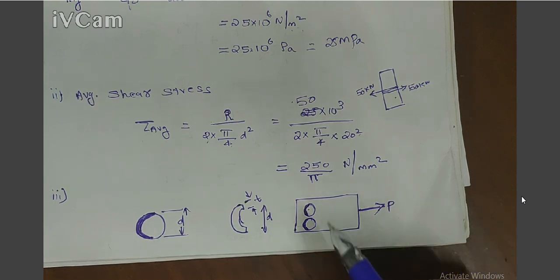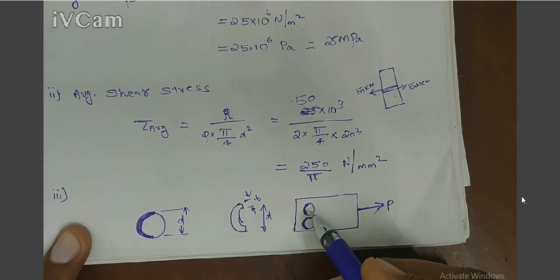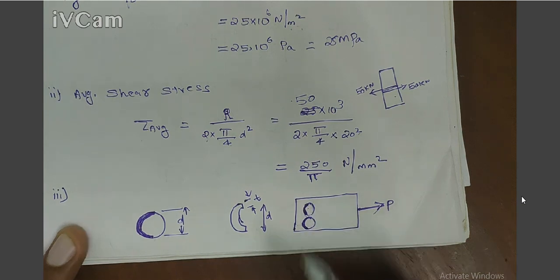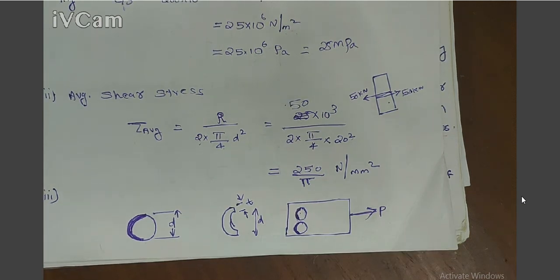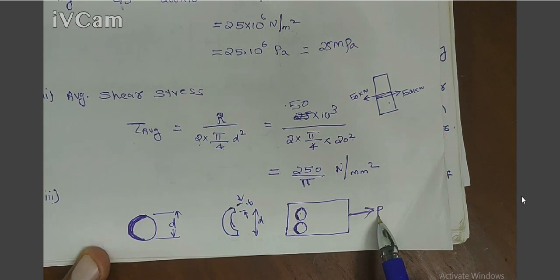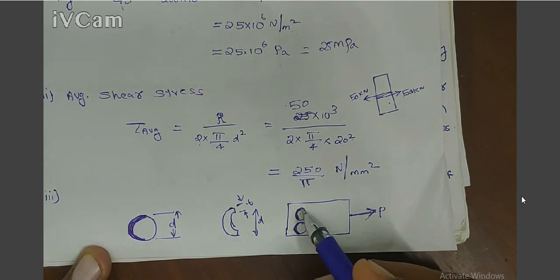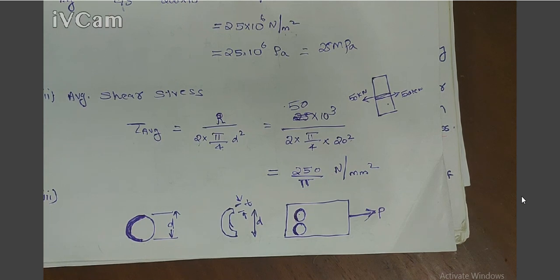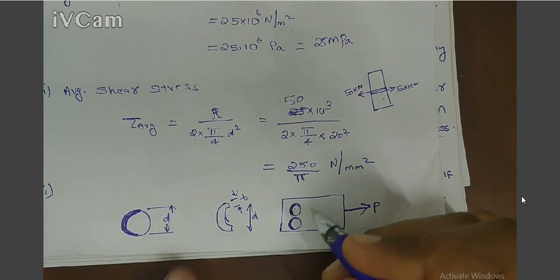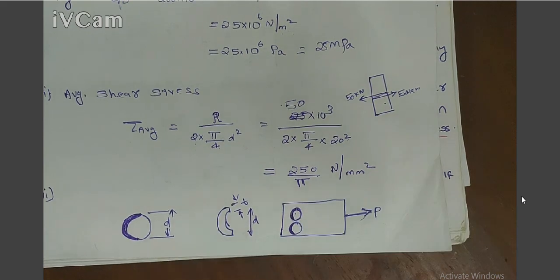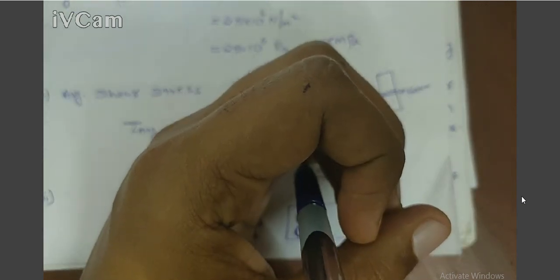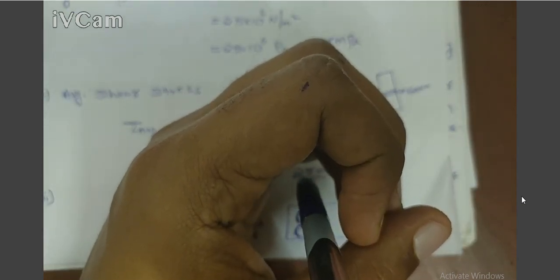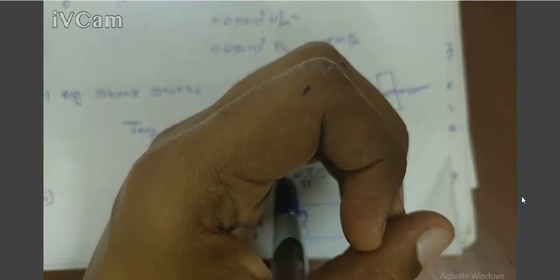What happens? The bolt actually gets displaced. Initially the bolt surface is in contact with the hole surface all around. But when force P is acting, only the bolt surface on this side and the hole surface on this side come in contact, so this side will be free from contact. You can see, when this is the hole and this is my bolt, initially the entire surface is in contact, but when the pulling force comes into action, the bolt will shift from here to here.